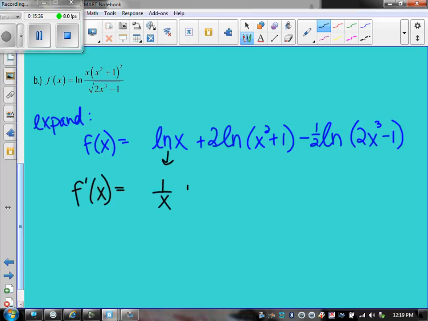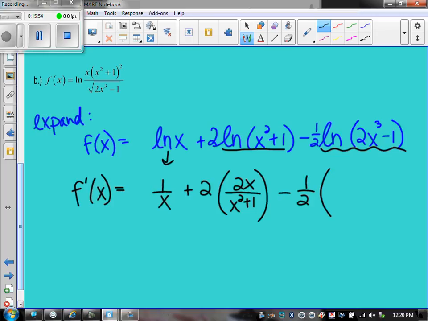1 over x. I have a 2 out in front. I'm going to keep it out in front, and then I'm just going to find the derivative of the natural log of x squared plus 1, which is 2x over x squared plus 1, the derivative of the inside over the inside. Minus, I have a 1/2 out in front. I'm just going to leave it there, and then find the derivative of this other piece, which is 6x squared over 2x cubed minus 1.